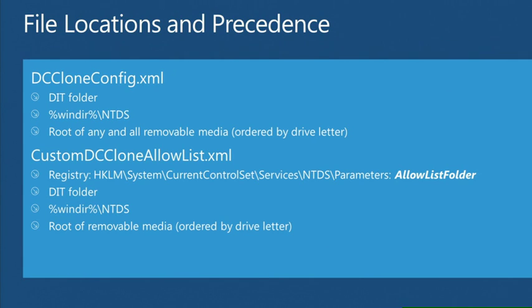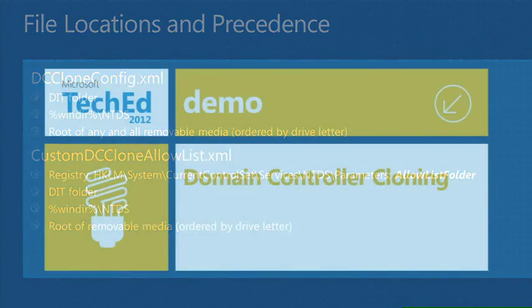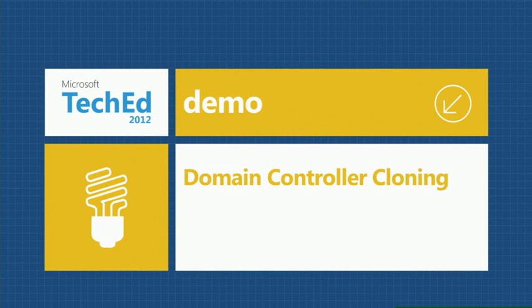Similarly, if you want to customize your applications to say that these are allowed to be cloned, you can either set a special folder through a registry setting, or it's the same set of things you saw earlier, where we check the DIT folder, the NTDS folder, and the root of any removable media. So this also gives you the ability to make this available through SYSVOL as well. All right, I'm now going to get to my demo.